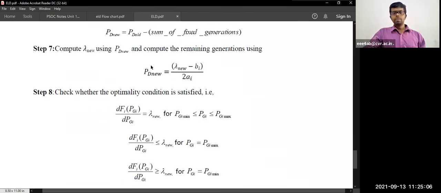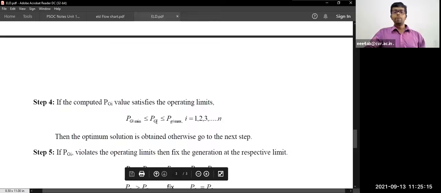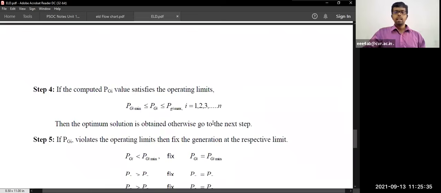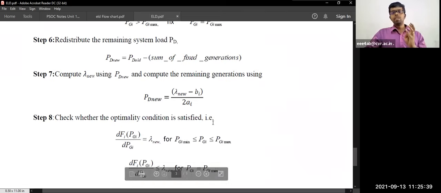And similarly you have to calculate PGI new. This is not PD new, this is PGI new. How to calculate PGI new? PGI new is equal to lambda new minus bi divided by 2ai for i equals 1 to n. So now we have calculated lambda new as well as PGI new.